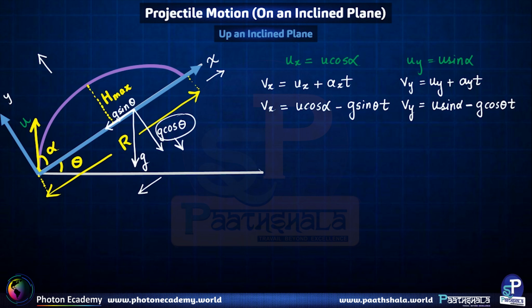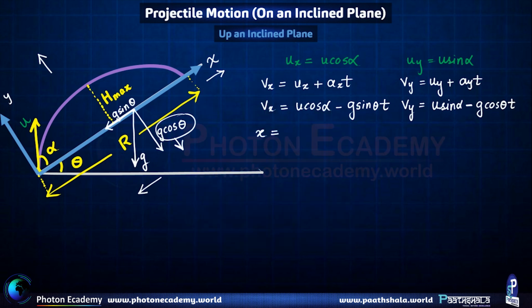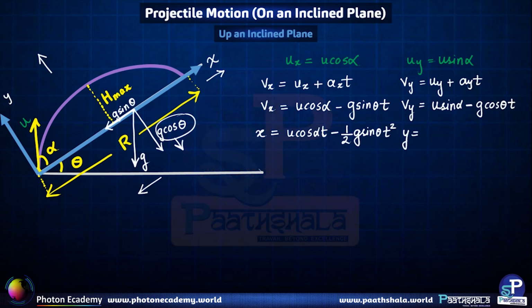If we want x, then x will be given as, by using the formula s is equal to ut plus half at square, u cos alpha t minus half g sin theta t square, and y will be given as u sin alpha t minus half g cos theta t square.